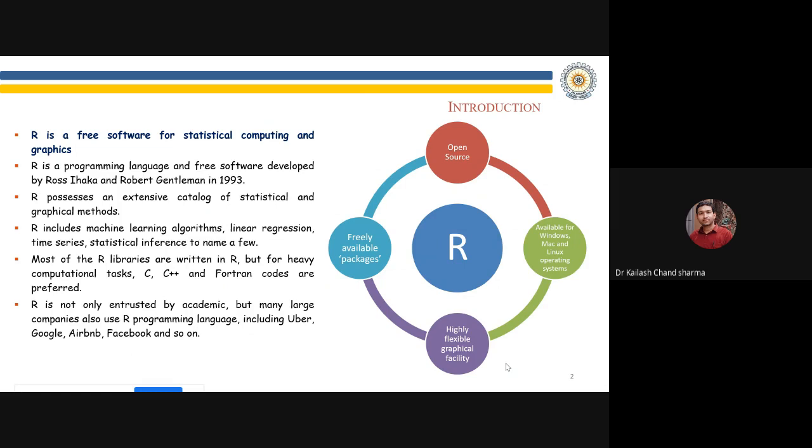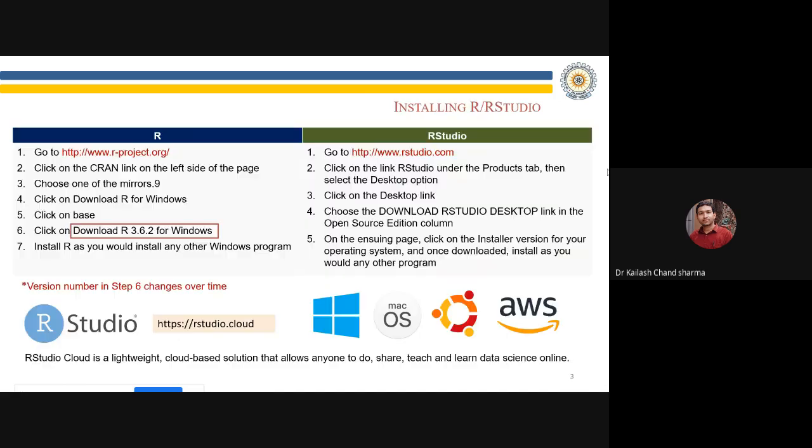What are the main features of this one? It's open source, that is the main advantage. Freely available packages are there, so many libraries are there. It can be easily interfaced with all operating systems. It provides very rich graphics facilities, and it is used by many software companies like Google or Facebook for statistical computing. You can download this software and run it on your own system, or it is also available on cloud platforms.